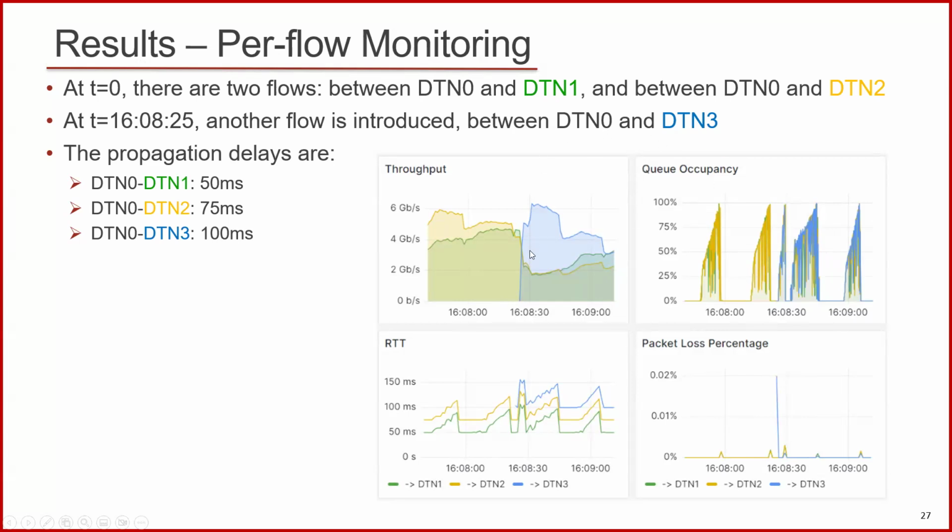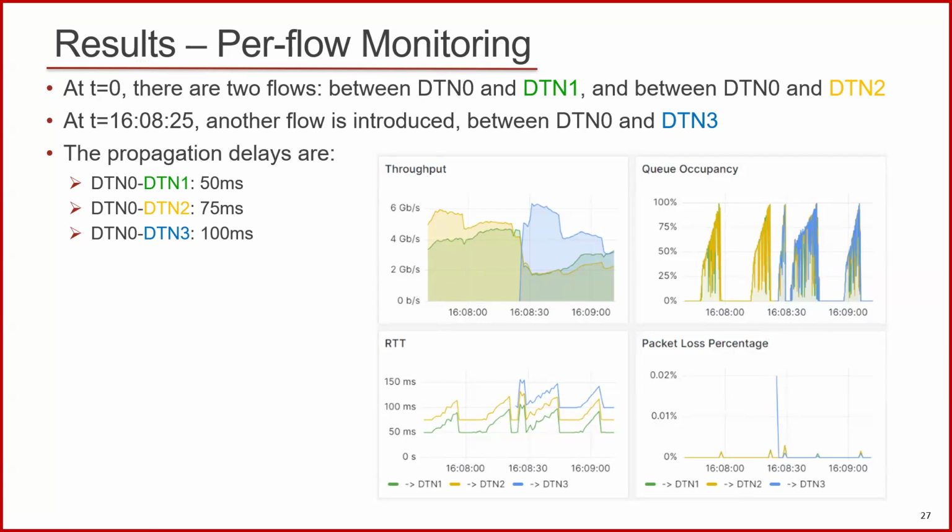So by monitoring all the graphs, we can see the effect of having a new flow, how it absorbed most of the bandwidth, how it affected the queue occupancy. The queue occupancy, on the other hand, affected the RTT and the packet loss percentage. And you know that this increase in the packet loss percentage is because the router buffer was not able to absorb all the packets when the flow joined the network. So this allowed us to have a comprehensive overview of our network.